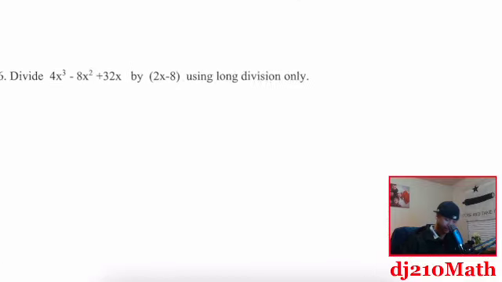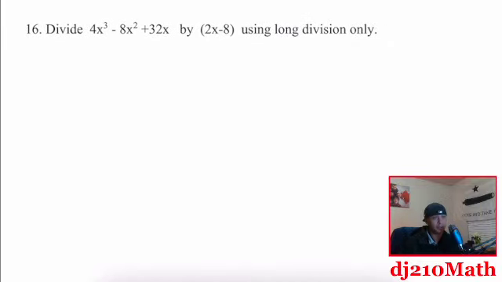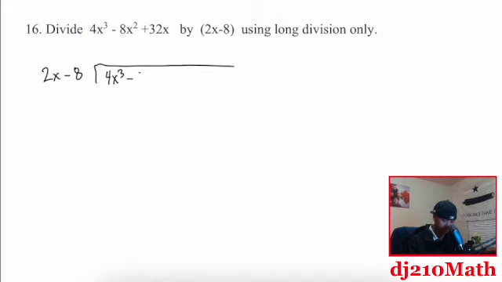Okay, 16. Divide by using long division only. All right, let's do the long division thing. So this is going to be 2x minus 8. That's the divisor. The dividend, the part inside, 4x cubed minus 8x squared plus 32x.